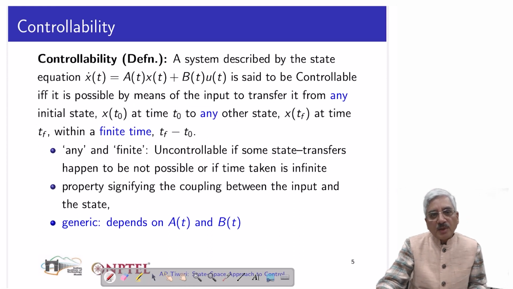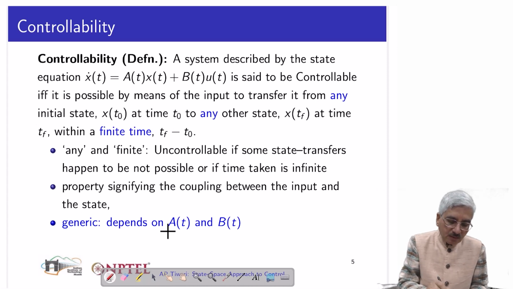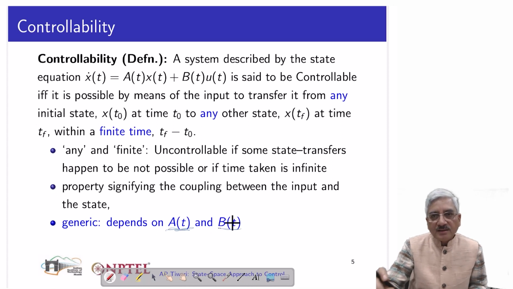Then this property is generic. The controllability is a generic property. We will see when we solve some numerical examples that the controllability depends on the particular values of A and B. Slight changes in some elements of the matrix A or the matrix B may render an uncontrollable system to become controllable and a controllable system to become uncontrollable. It is possible.